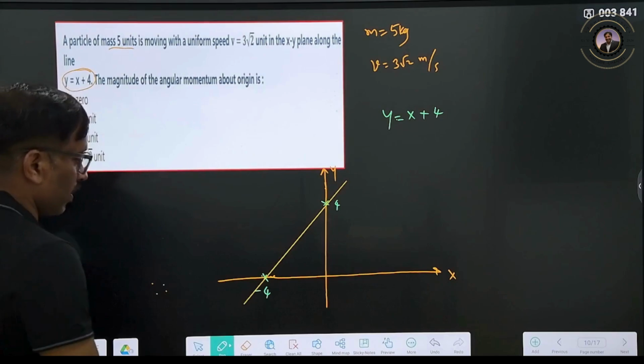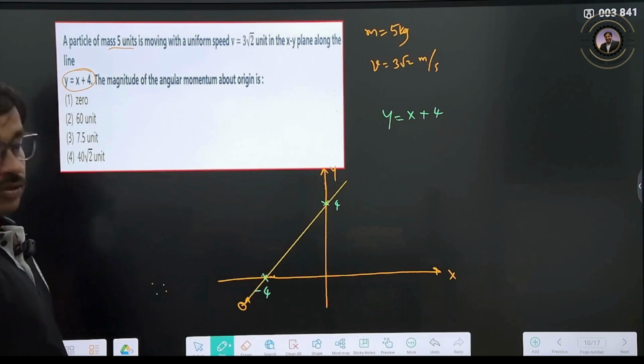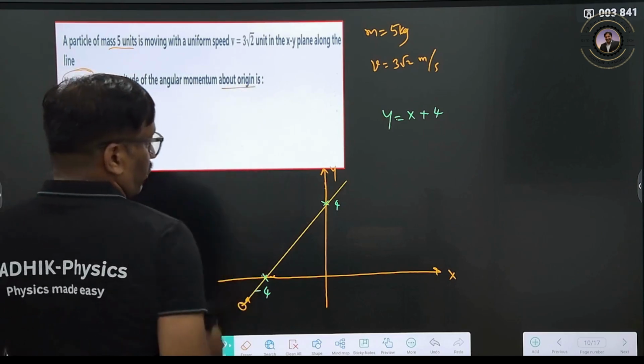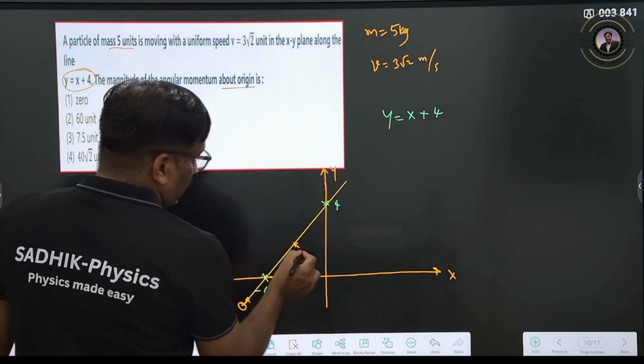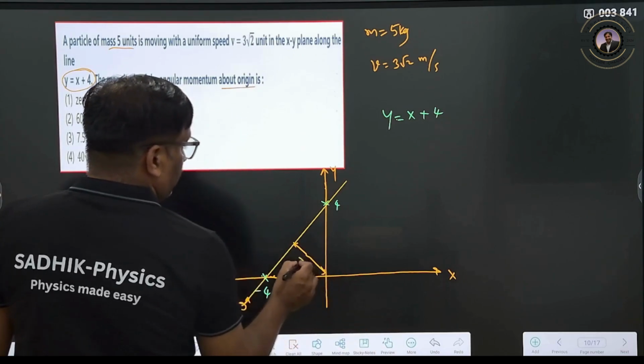So in this way the particle is going with this speed, right? So it is having this momentum. We want to calculate angular momentum about the origin, so we should know the perpendicular distance. What is the perpendicular distance here? This should be your perpendicular distance r.